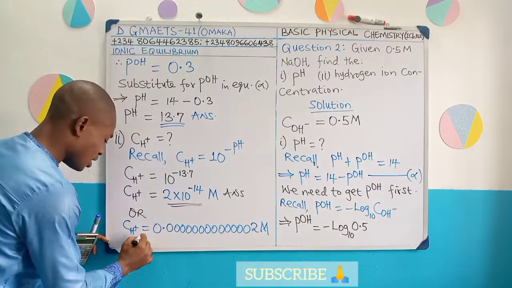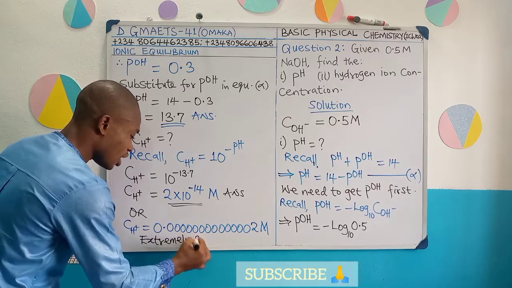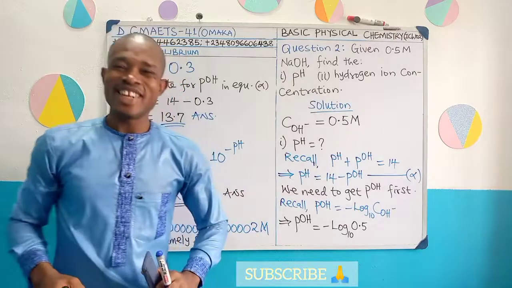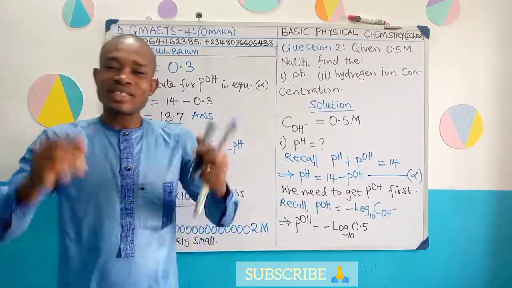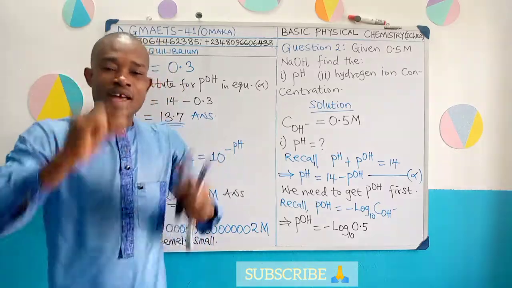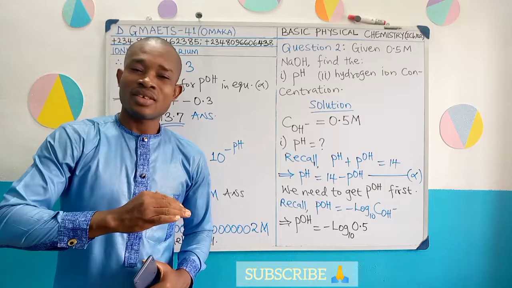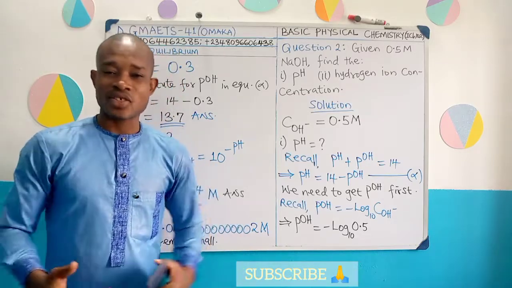I'm going to indicate that it is extremely small. Extremely small. And of course, that is why this is a base, not an acid. But it does not mean that it doesn't contain any amount of hydrogen ion. It does contain it, but it is so small that we could neglect it, so there is no acidic level in it.